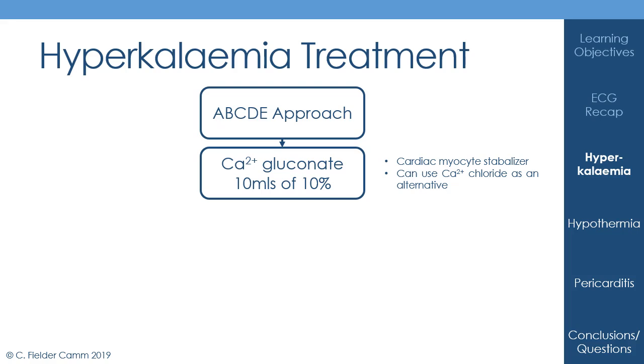And the calcium here doesn't do anything to change the concentration of potassium, but what it does is act as a myocyte stabilizer within the myocardium. And so it reduces the chance of getting a dangerous arrhythmia developing in the heart itself. Some guidelines and some practitioners say that you should use calcium chloride, or certainly can use calcium chloride as an alternative, and some sources suggest that's actually even better than calcium gluconate. But I think for finals and for most clinical practice, calcium gluconate is the one to know, and it's 10 mils of 10%.